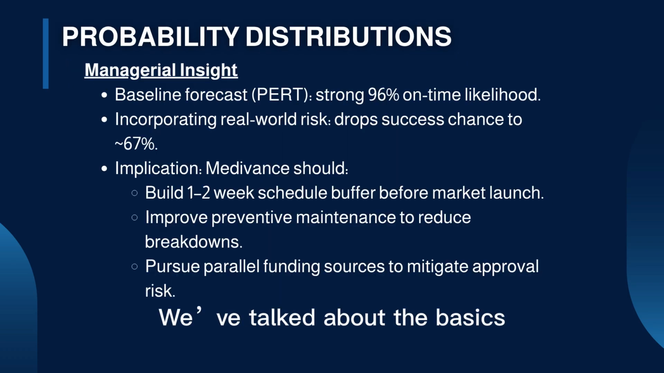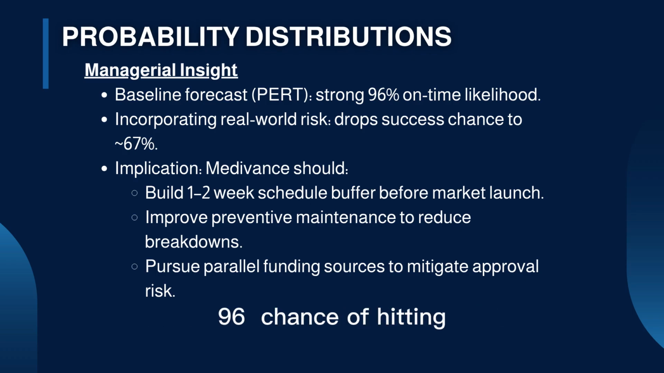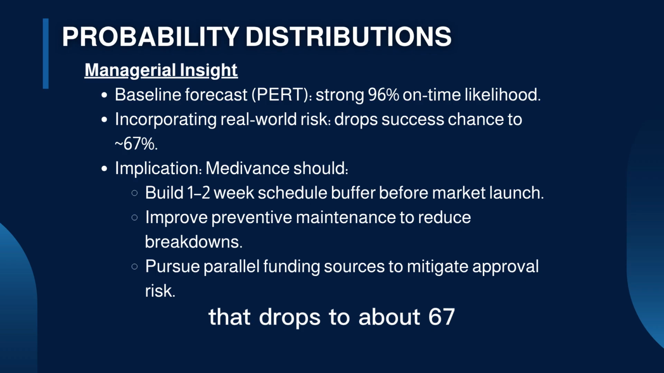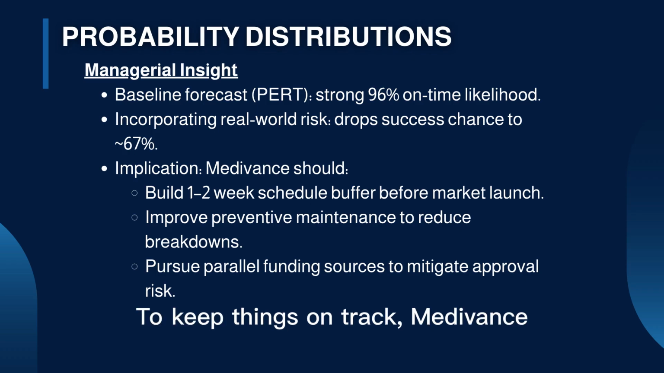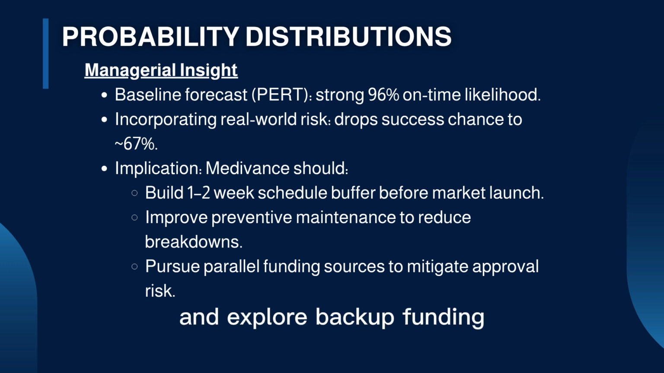We've talked about the basics, so here's the scoop. Our PERT forecast gives us a solid 96% chance of hitting the launch deadline if everything goes perfectly. But with real-world hiccups like equipment issues and funding delays, that drops to about 67%. To keep things on track, Medivance should add a 1 to 2 week buffer, boost maintenance, and explore backup funding. These moves will help ensure a successful launch, even if things get tricky.